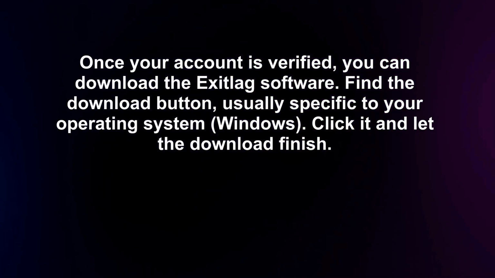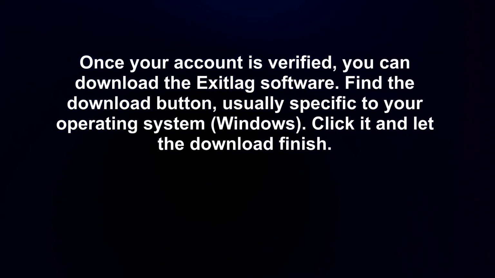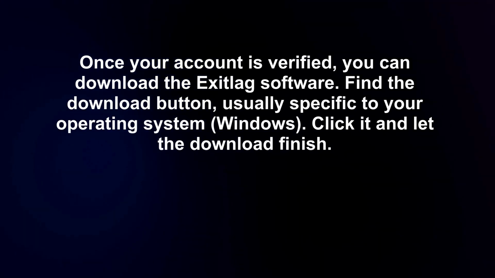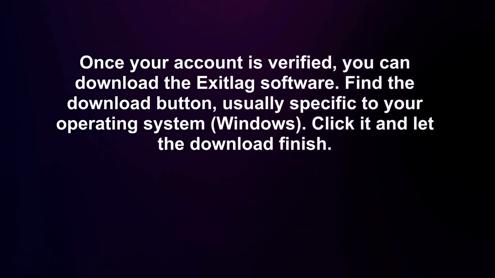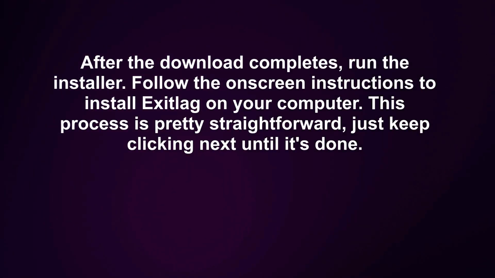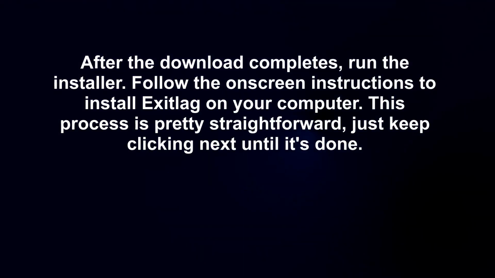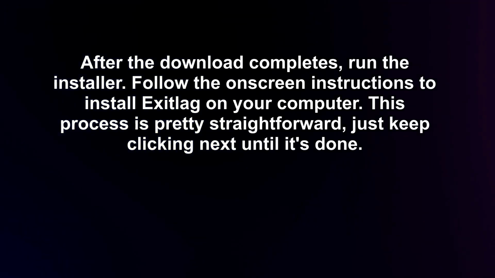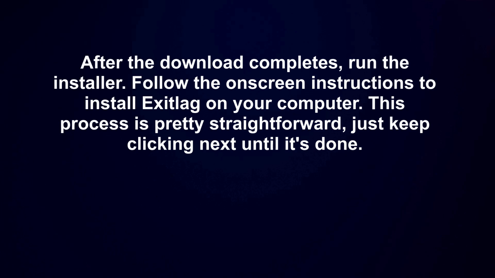Once your account is verified, you can download the Exitlag software. Find the download button, usually specific to your operating system, Windows. Click it and let the download finish. After the download completes, run the installer. Follow the on-screen instructions to install Exitlag on your computer. This process is pretty straightforward. Just keep clicking next until it's done.